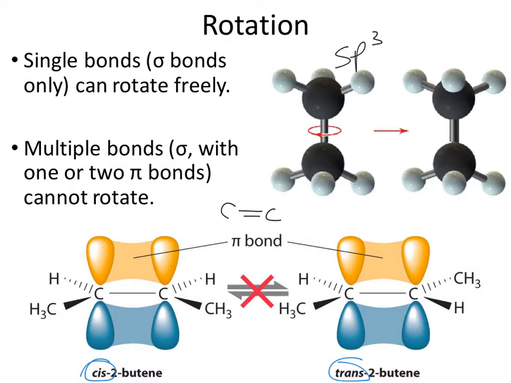Obviously, you can add a little bit of energy, and the pi bond can actually break, and you can rotate the bond and move this back onto this side. But generally, we assume that rotation is not going to happen, and they're just going to stay on opposite sides.